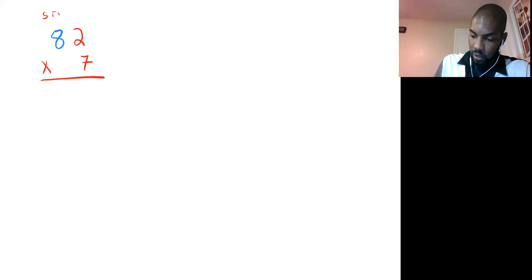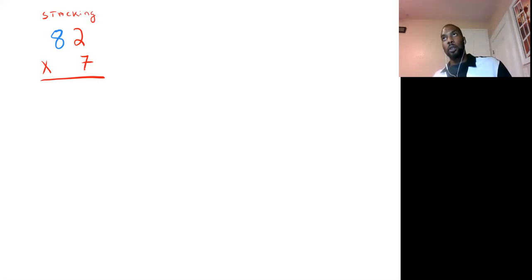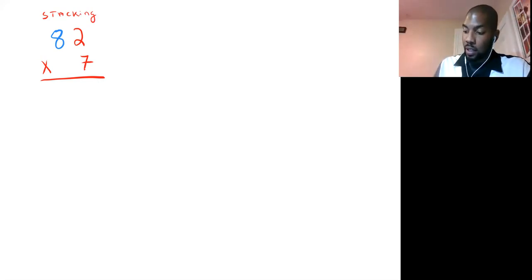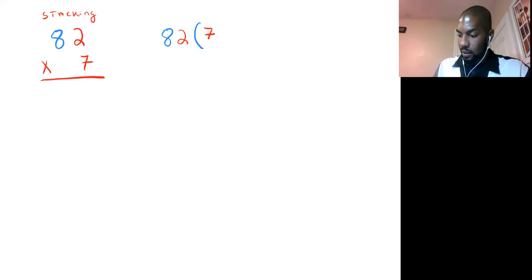That's the common one you're used to. I call it stacking. I don't know what other people call it, but it works for me because it's a stack, right? It's one on top of another. The other way you could write it is 82 parentheses 7. And anytime you see a parentheses in algebra, that just means multiply.